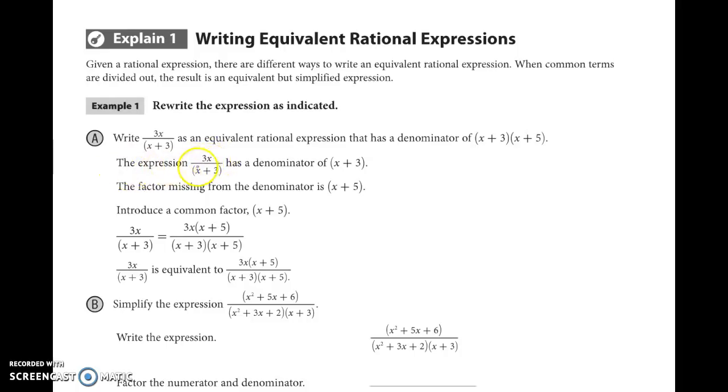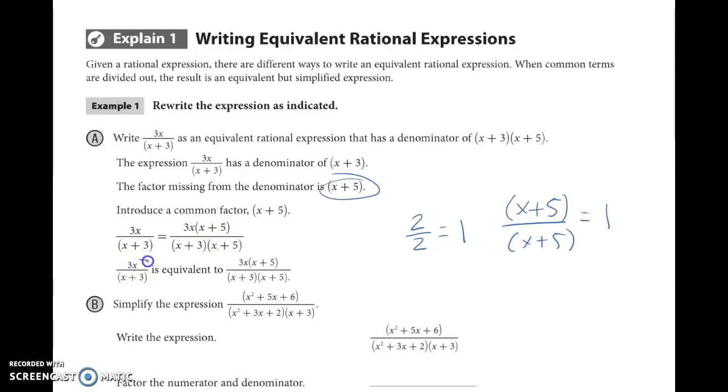The expression 3x over the quantity of x plus 3 has a denominator of x plus 3. The missing factor of the denominator is this. So to introduce a common factor, we are going to have to multiply both top and bottom by that factor. So it's the same thing as multiplying by 1, right? Because if I multiply by 2 over 2, what is that essentially? 1. If I multiply top and bottom by x plus 5 over x plus 5, I'm essentially multiplying the fraction by 1. So that's what we're going to do. It wants x plus 5 in the denominator, so we multiply top and bottom by that x plus 5.